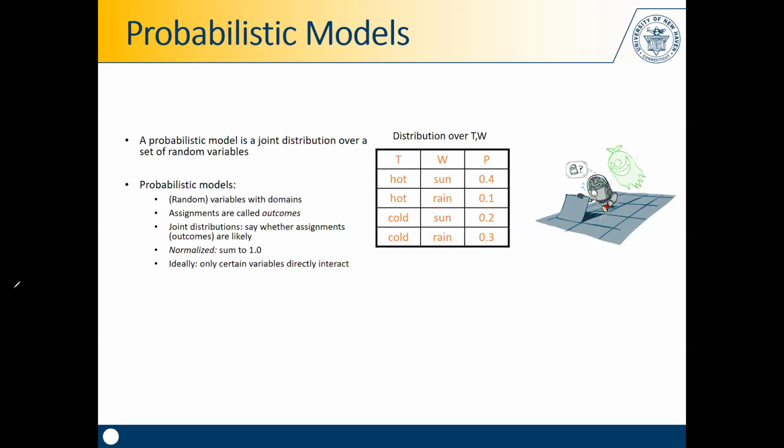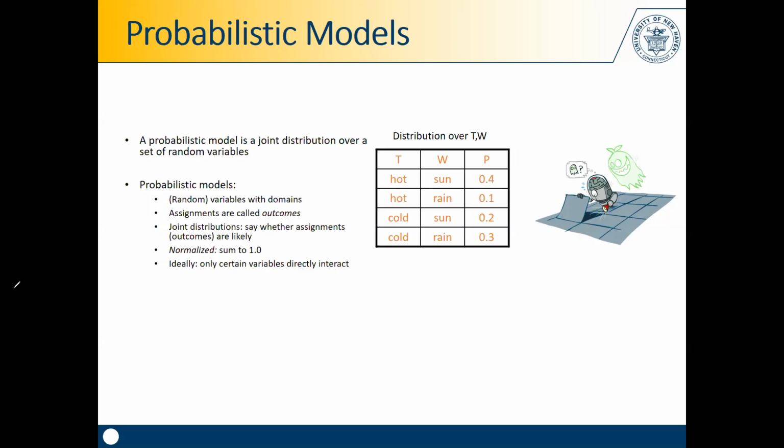So in probabilistic models, we have, as we mentioned, a set of random variables with their domains. The assignments to those random variables are called outcomes. So for example, T equals hot, the temperature being hot, is one possible outcome. The joint distributions say how likely certain joint assignments, certain assignments occurring at the same time, are.